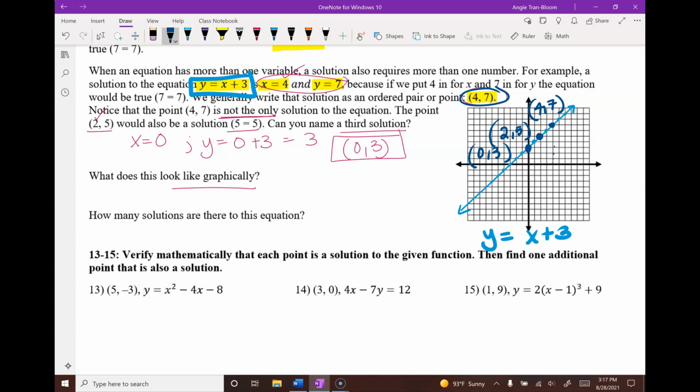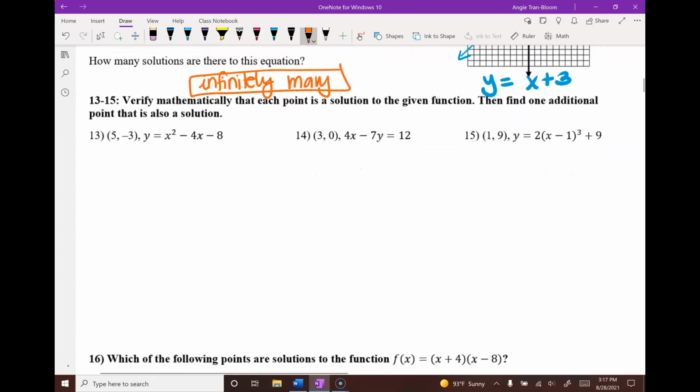Okay, so as you can see, a solution must be true, and to be true, it has to be on that graph. How many solutions are there to this equation? As you can see, this line can have infinitely many dots. So there could be many, many different solutions. So there will be infinitely many. Okay, so that means there's just too many for us to count. Okay, guys, let's go to the next set of examples.